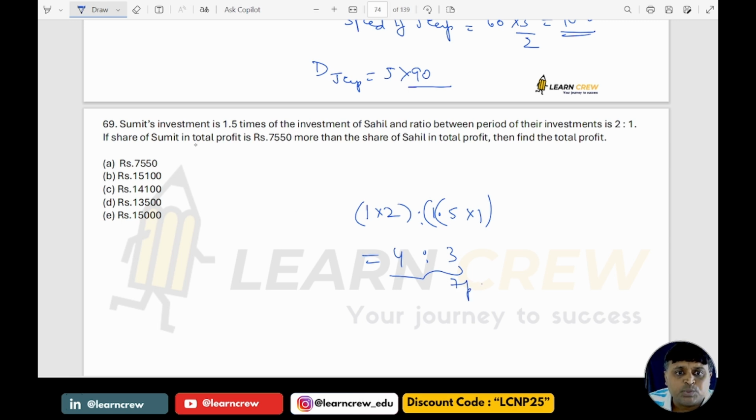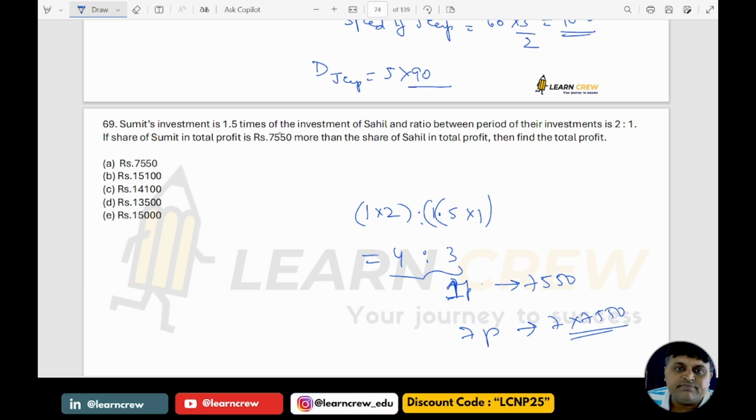And the share of Sumit in total profit is 7550 more than the share of Sahil in total profit. So the difference is one part. That one part is 7550. Total profit is 7 parts. So 7 into 7550. What is the answer you are going to get? Am I correct or not? 2:1.5 means 4:3. Am I correct?